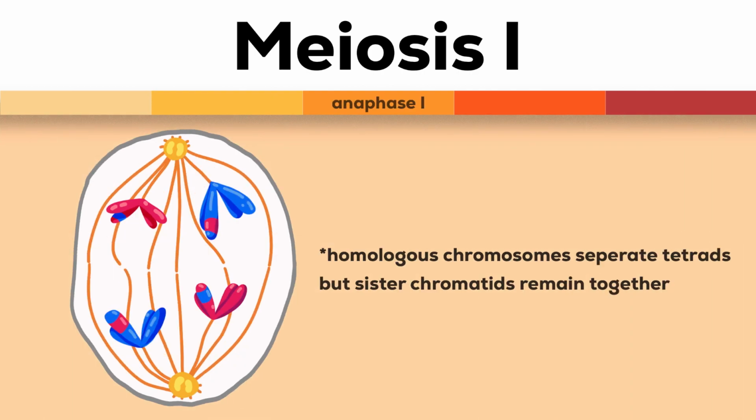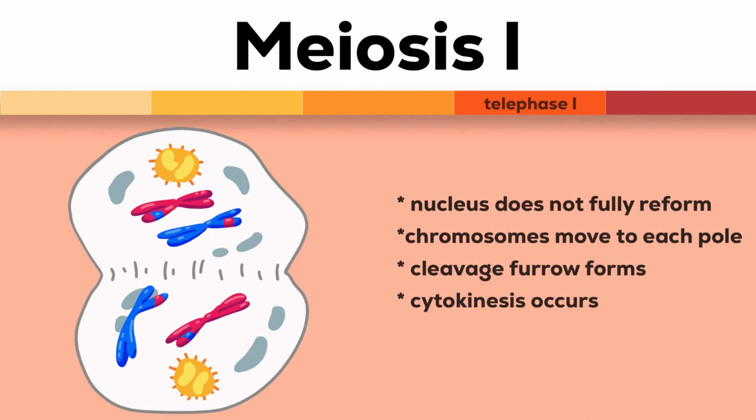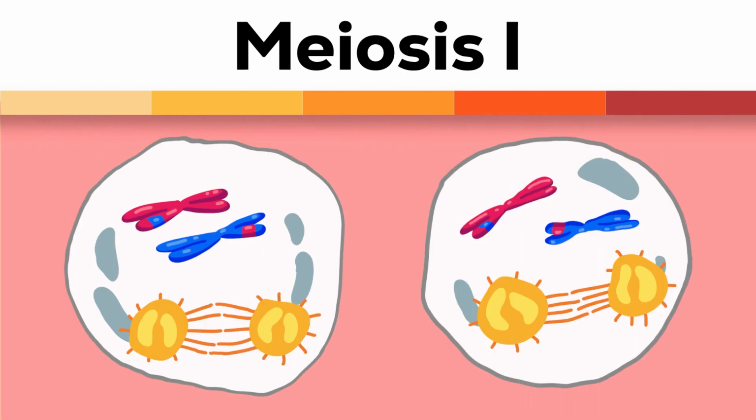During anaphase 1, the homologous chromosomes separate from the tetrads while the sister chromatids stay together. They do this because the spindles attached shorten while the spindles connected lengthen. Finally, at telophase 1, the chromosomes move to each pole while the mitotic spindle retracts. Cytokinesis occurs concurrently with telophase 1 and results in two haploid cells with duplicated chromosomes.